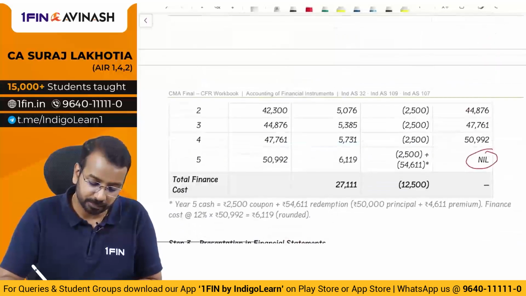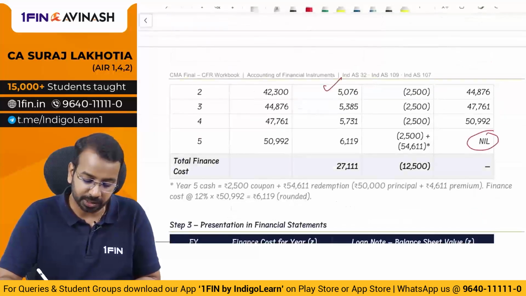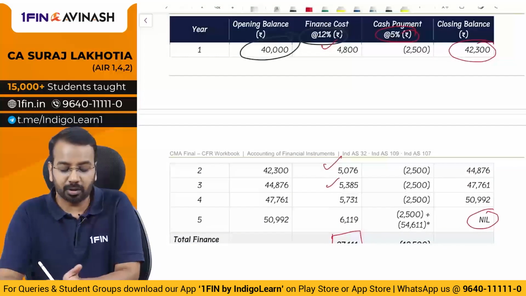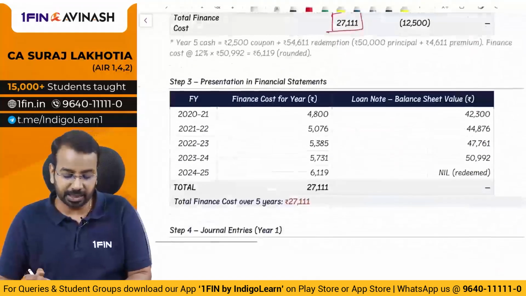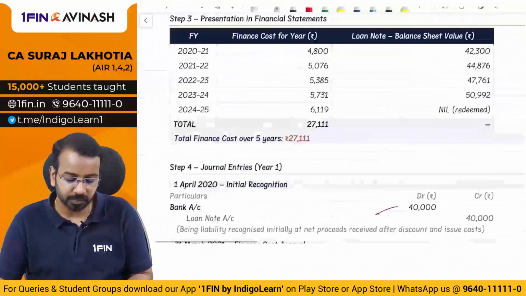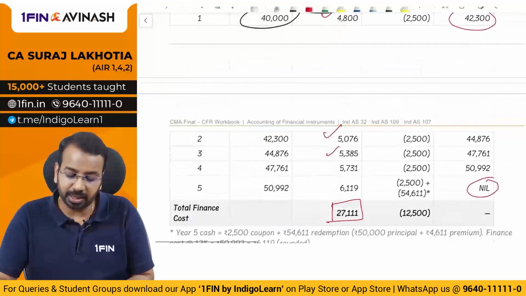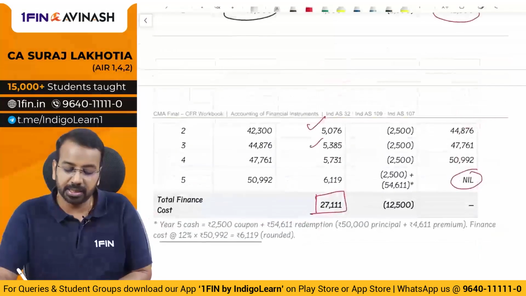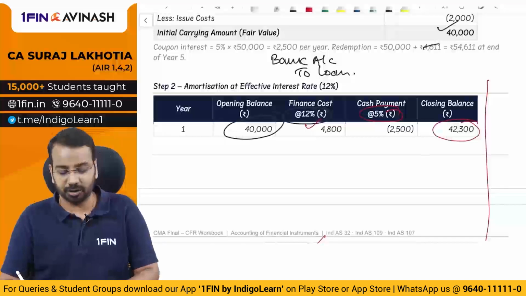Finance cost every year we will pick from this table, 4,800 of this 27,111. This no need to calculate again, okay, because you have already shown it here, no need to present that separately. And initial journal entry we have done. Closing balance in the balance sheet again comes from here. So, this table is just for your summarized presentation. This itself is more than sufficient.